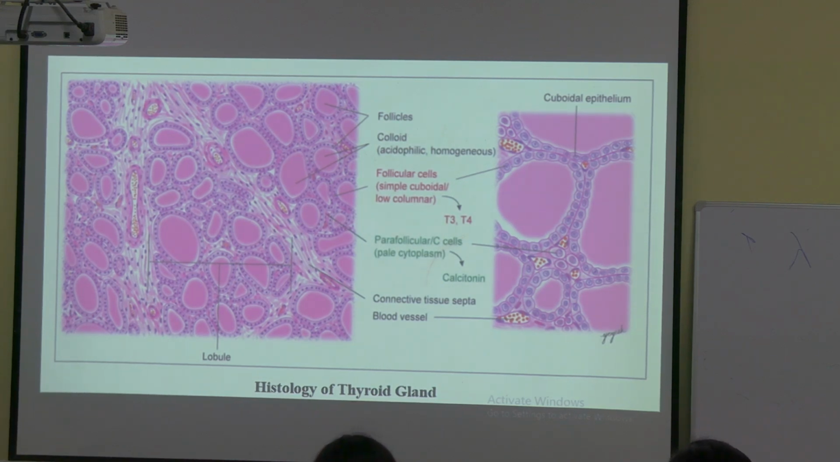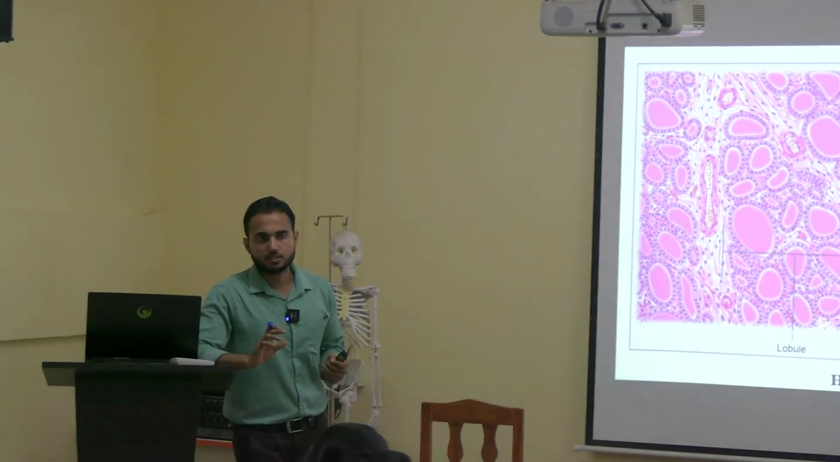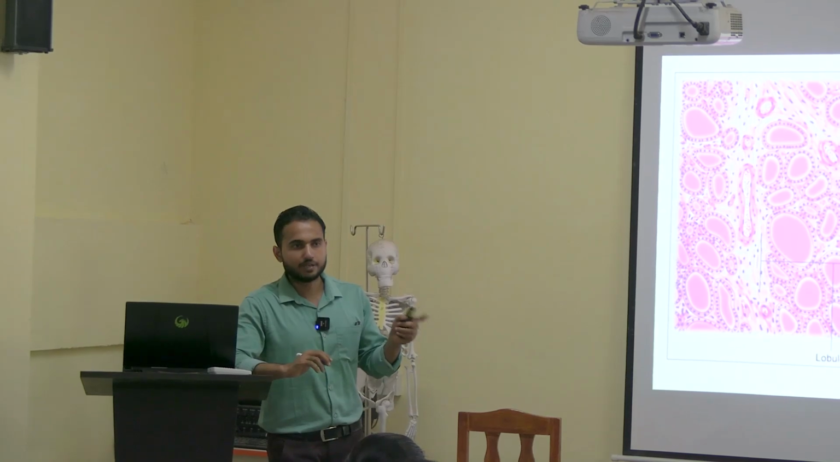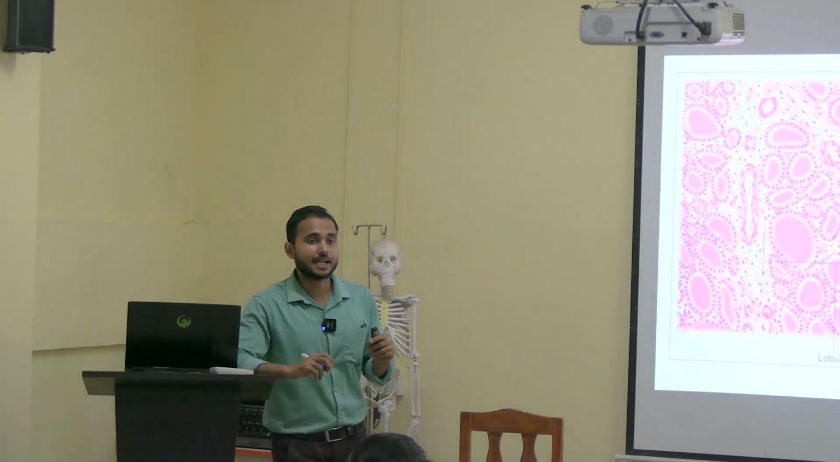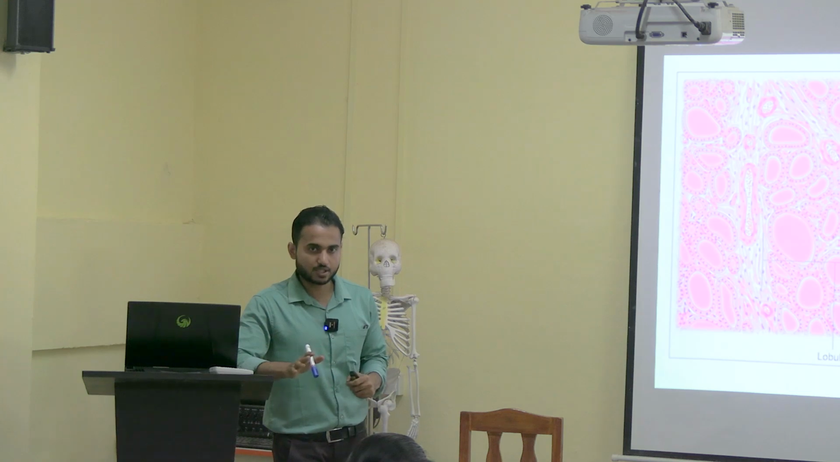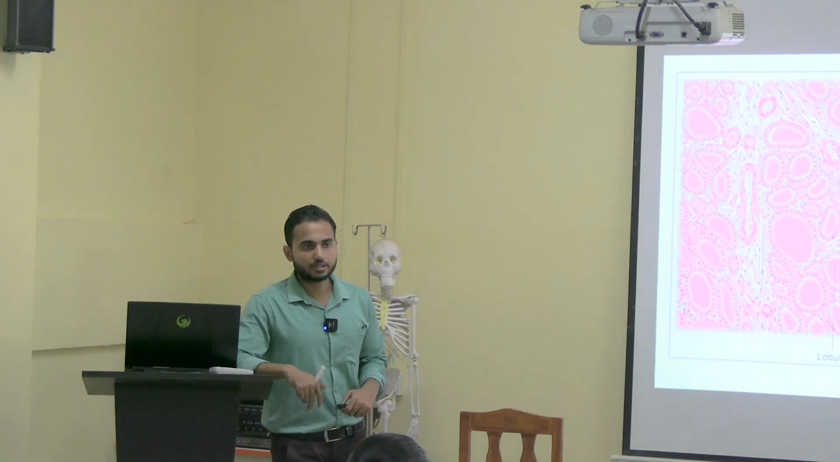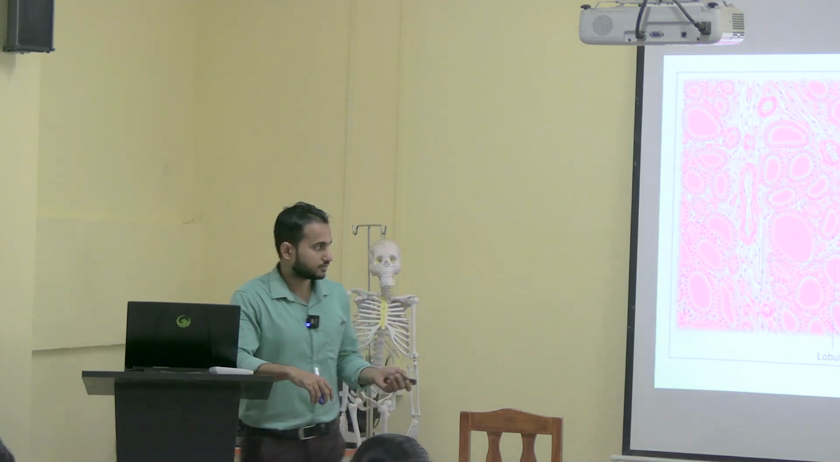So identification of the slide of the thyroid is very easy. I am talking about the time of the exam. If this slide is given in the exam, it will be very easy for everyone to identify. Last time, if you remember, I told you that identification of slides of the urinary system and reproductive system is very easy. Similarly, in the head and neck portion, the thyroid gland identification is very simple, very easy.